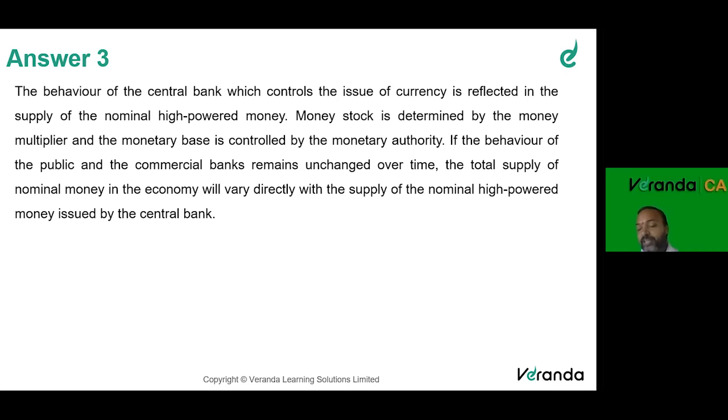And then money stock is determined by the money multiplier, and the monetary base is controlled by the monetary authority. So the word here very clearly explains the money multiplier, which means that if RBI is printing, say, 1 million rupee notes, it is not that it is going to give a credit of only exactly 1 million. Because what would happen? It would change hands. When it is changing hands, it will create additional credit.